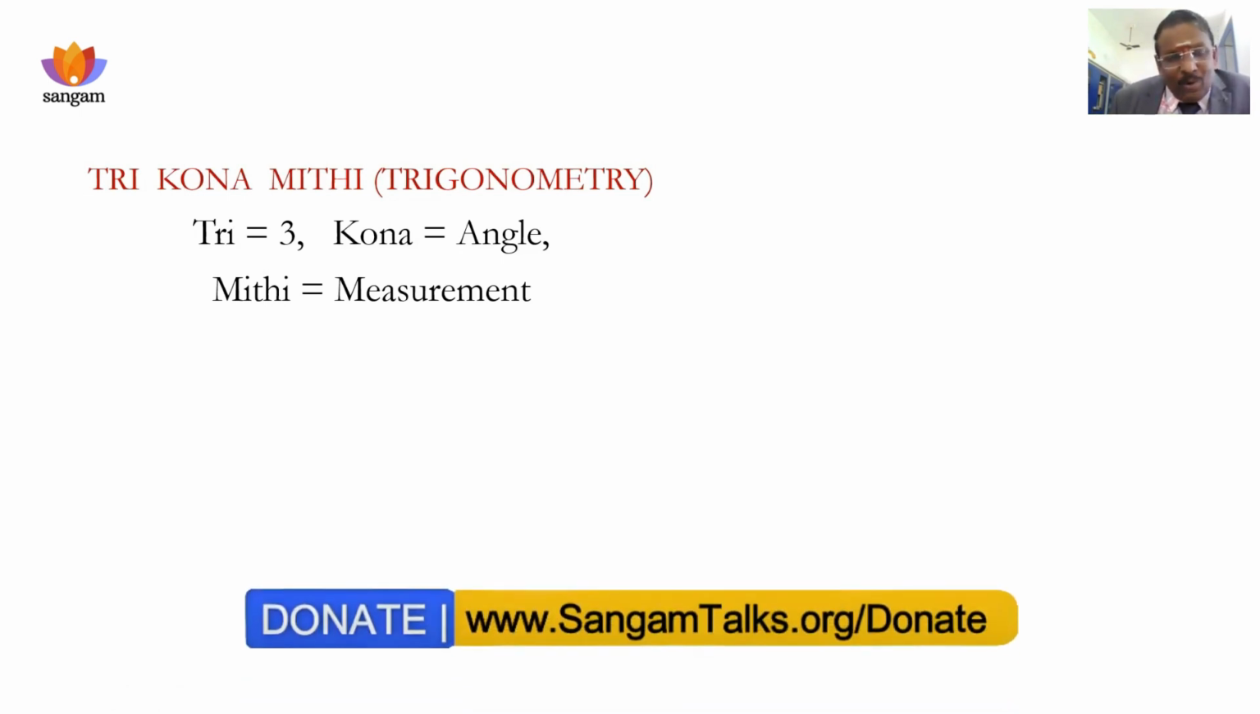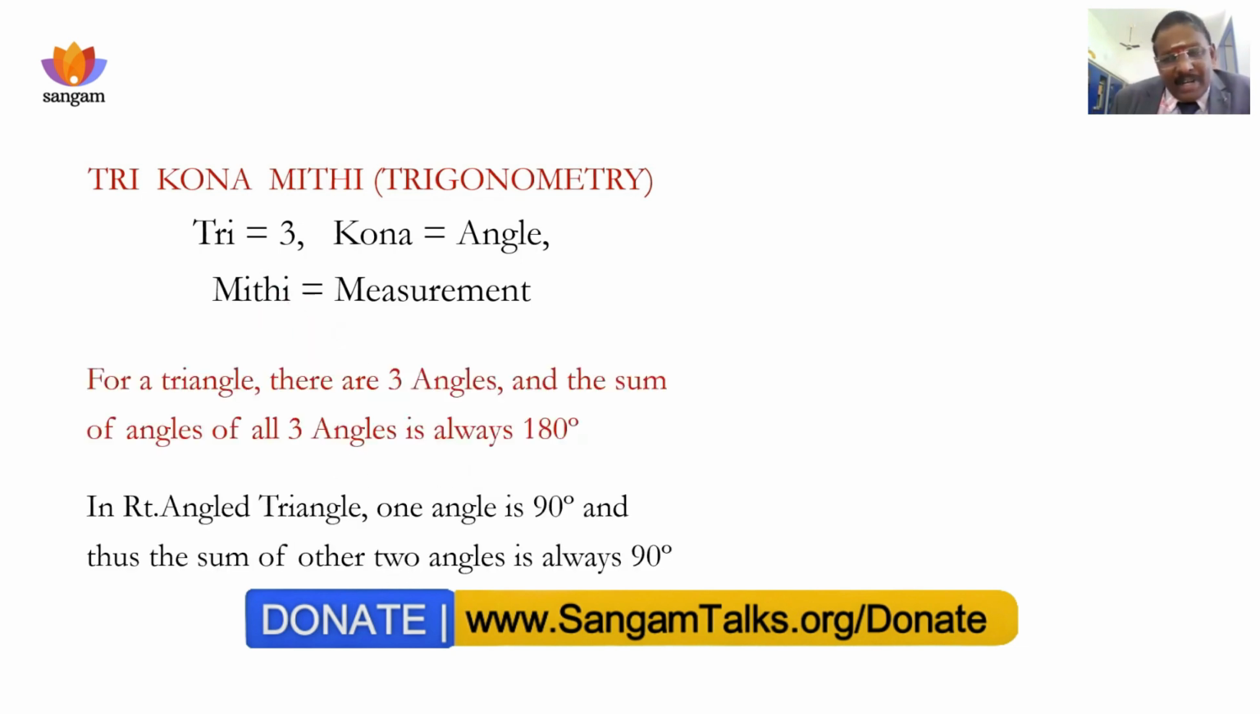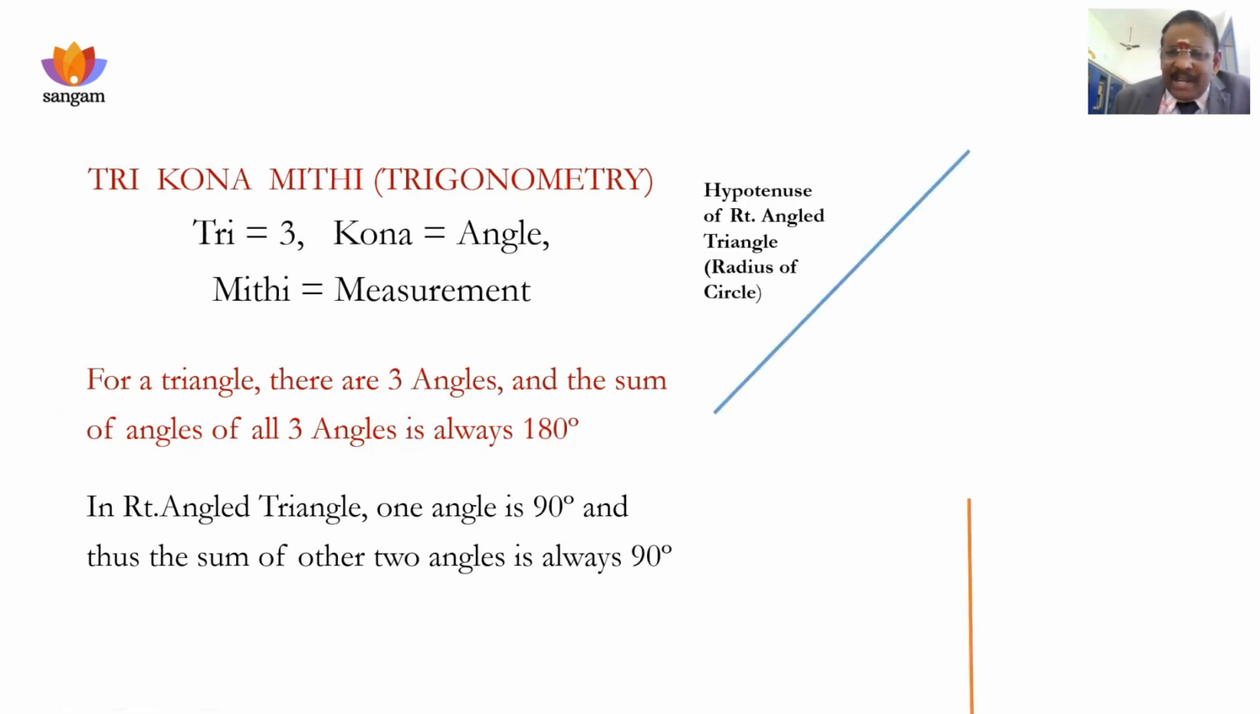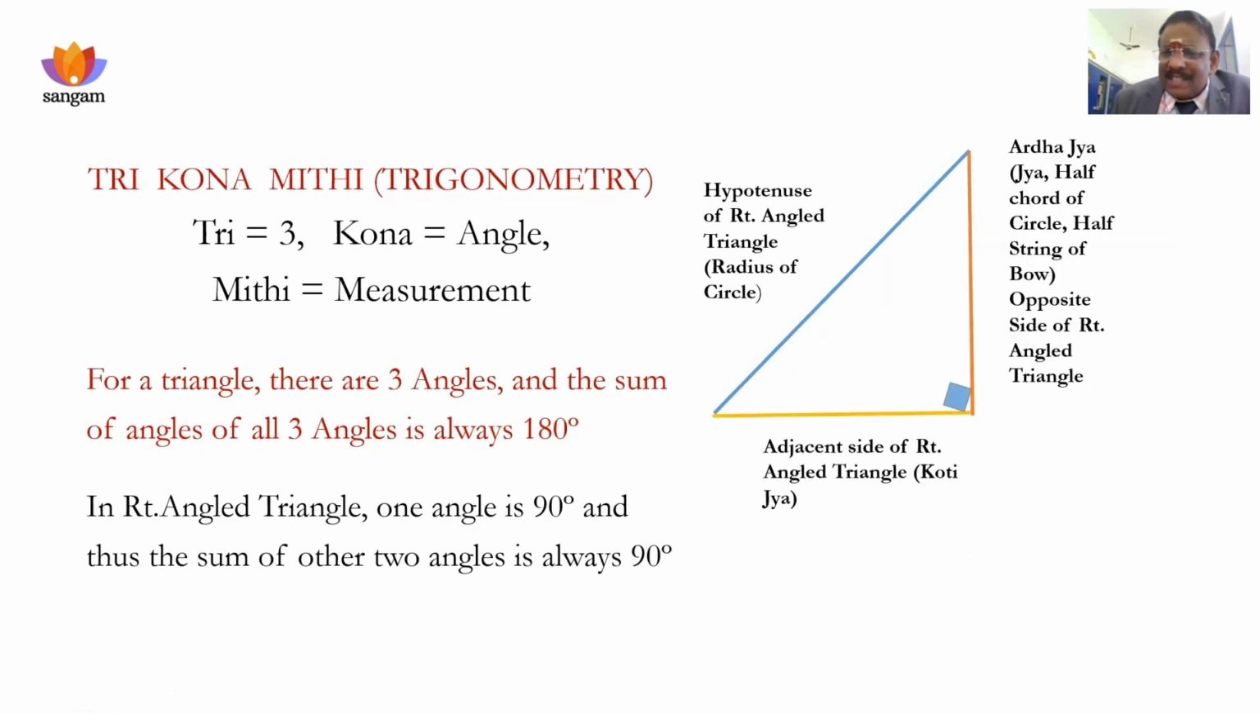So that trigonometry only became trigonometry in English. For any triangle there are 3 angles and 3 sides, and the sum of all 3 angles will always be 180. In a right angle triangle, one angle is 90 degrees. Then the remaining 2 angles total will always be 90 degrees.